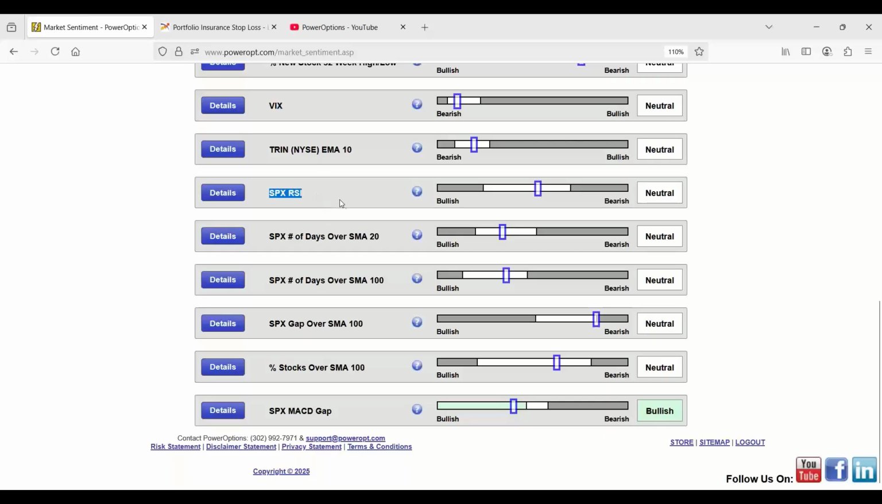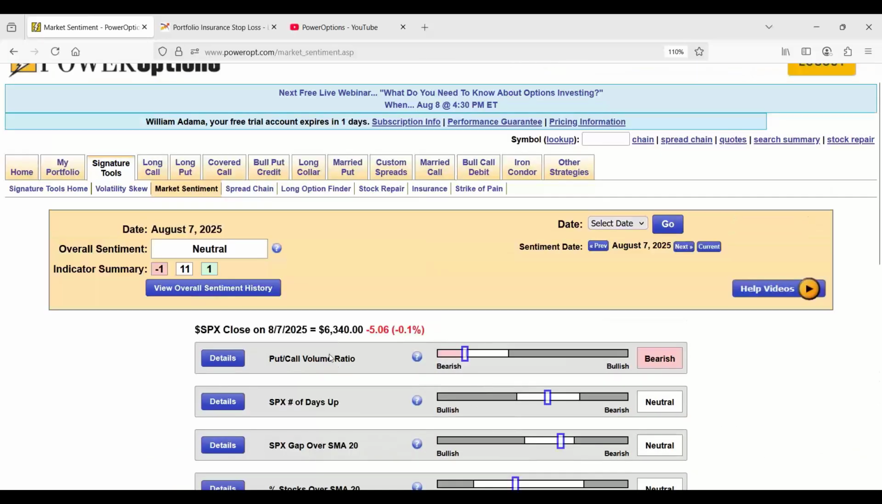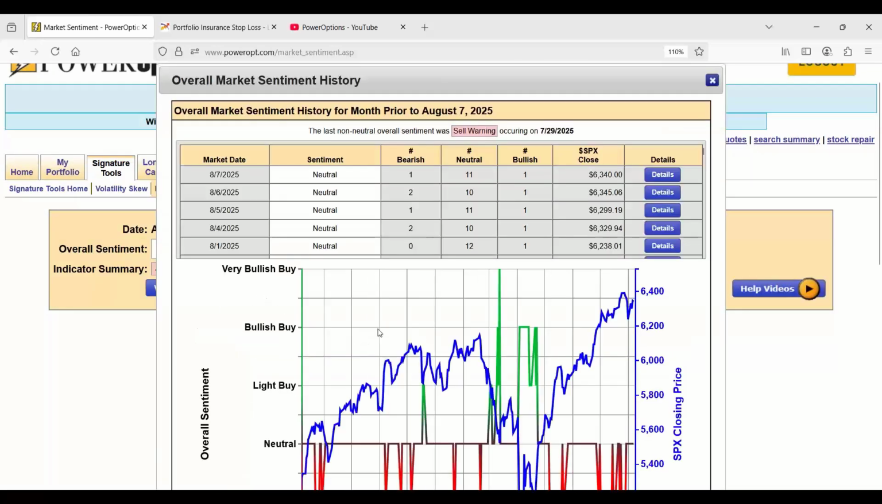Trend RSI of SPX, number of days above the SMA 20, number of days above the SMA 100, gap over the SMA 100. MACD gap is actually in the bullish range, which is kind of interesting. And the percentage of stocks over the SMA 100. Now, we did have some bearish indicators recently. We take a quick look at that.